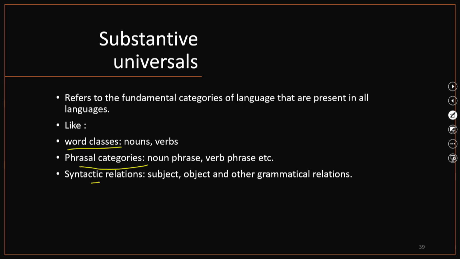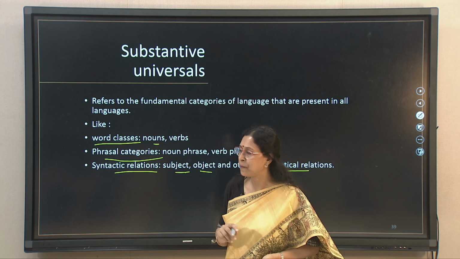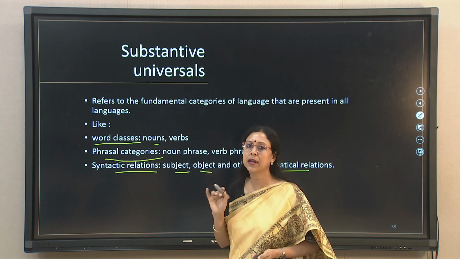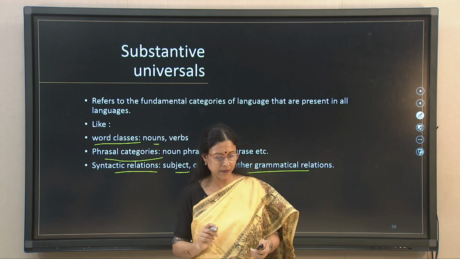Then we have syntactic relations. Nouns, we have already seen a little bit of it, when they get into the position of the agent, they take up the syntactic role of subject. Sometimes they also take up the role of object and so on. So, syntactic relations of subject, object and some other grammatical relations are also universal. Some of them may not be, but the majority of them are. Together, these make up what we call the substantive universal.